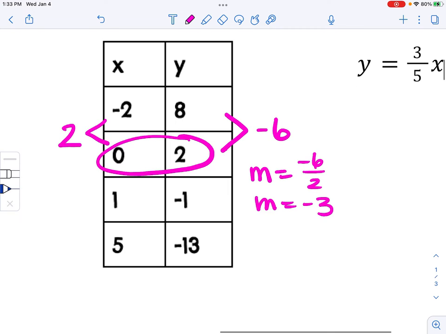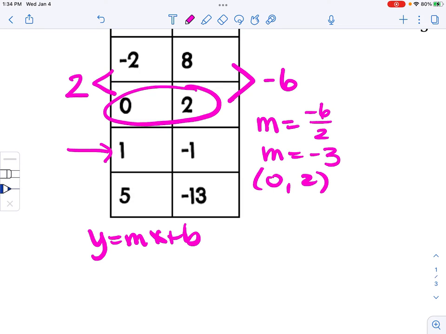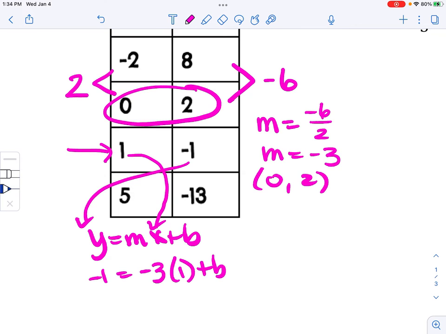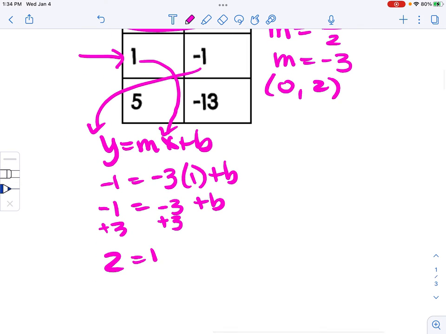But what happens if I don't have my y-intercept? I mean, the y-intercept is this, but if I didn't have my y-intercept, I would use y equals mx plus b, and I'm going to use this point right here, and I'm going to replace my y with -1, my slope with -3, my x with 1, and I would find the b. When I do that, I would get this. I would add 3 to both sides, and I would get 2 is equal to my b.